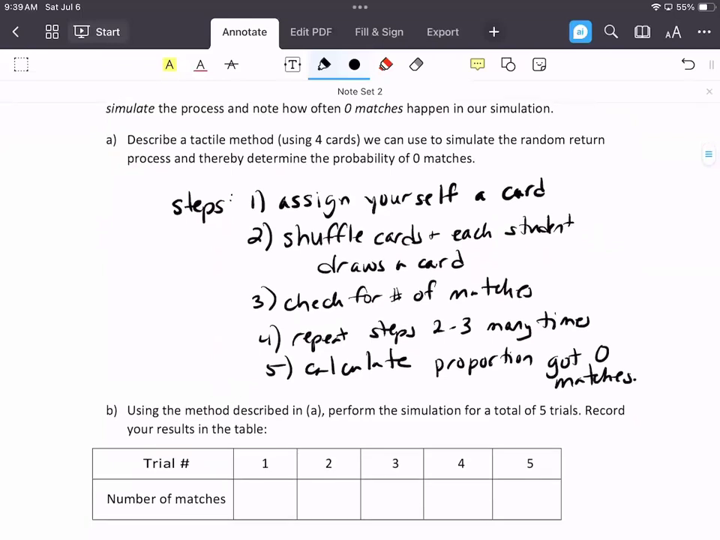So using the method described in A, perform the simulation for a total of 5 trials and record your results in the table. Now, if you happen to have cards, it can be useful to try it just so that you're comfortable with the concept. But I'm going to just fill it in based on what I did myself. I'm not going to show you all of them because I don't think you would really care.